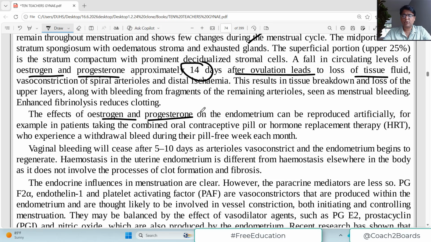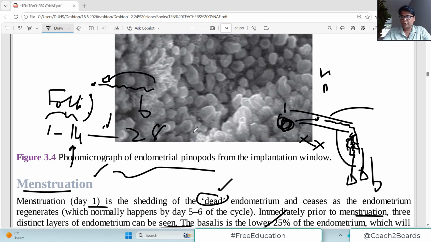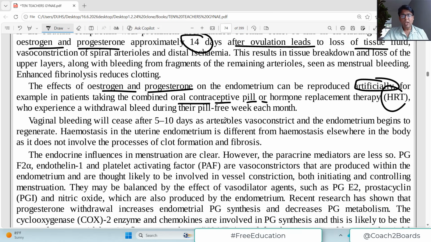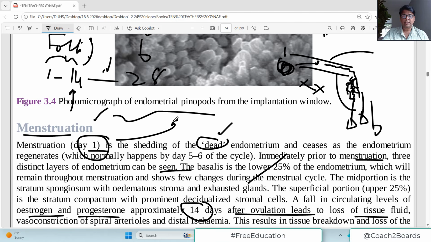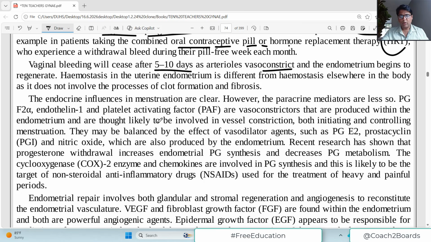The effect of estrogen and progesterone on the endometrium can be reproduced artificially. For example, in the patients taking combined oral contraceptive pill, HRT, hormone replacement therapy, who experience a withdrawal bleed. So, ये जो effects हैं estrogen, progesterone के, ये हम use करेंगे अगले chapters में to understand the concepts of hormonal replacement therapy or contraceptions. Now, the vaginal bleeding will cease in 5 to 10 days on average as arterioles vasoconstrict, and then this is over. But remember, day 1 of the bleed is day 1 of the next menstrual cycle. Okay, that is how you count the days.